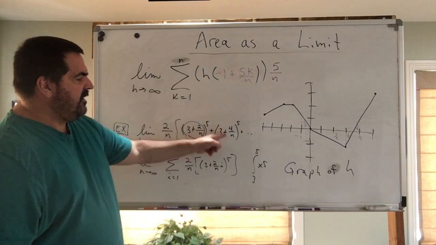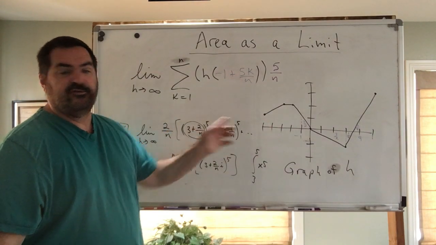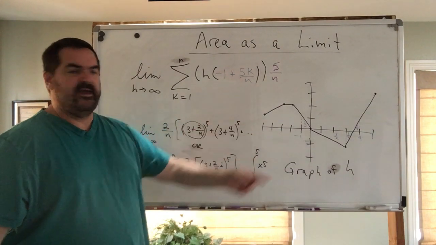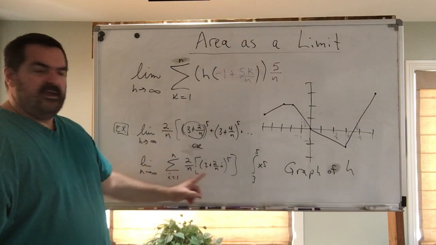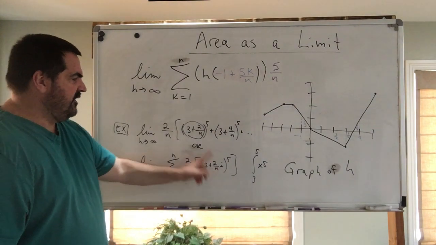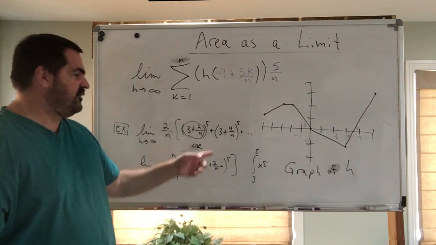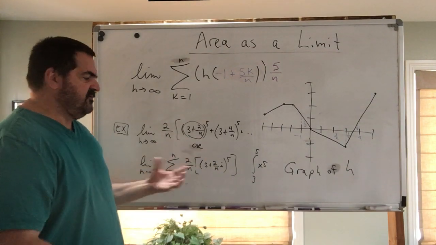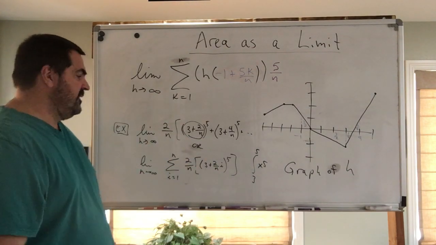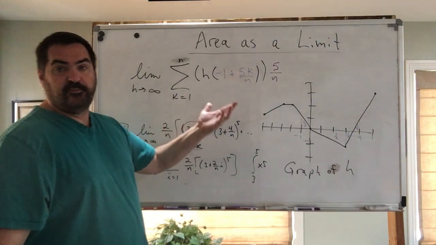Instead of listing them all out, 2, 4, 6, n, they could just say i. What that is: when i is 1, it's this one. When i is 2, it's 3 plus 2 over n times 2. That's where the 4 over n comes from. So this one is more of a condensed way of saying the same thing. So that will lead us to this problem.